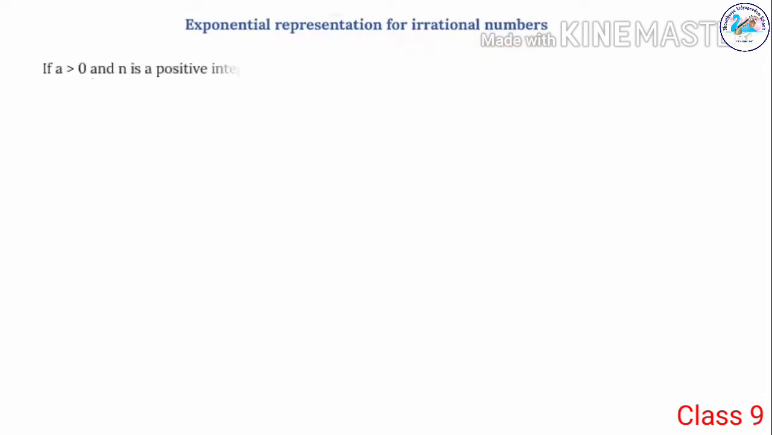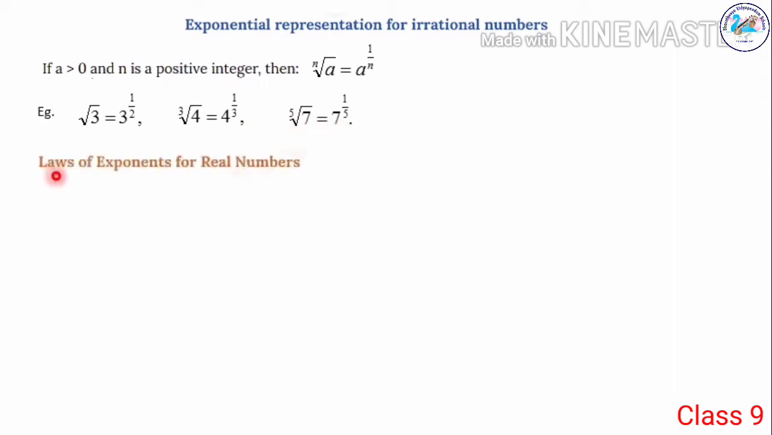Before starting the session, let's revise exponential representation for irrational numbers. If a is greater than 0 and n is a positive integer, then the nth root of a can be written as a power 1 by n. Examples we have learned: root 3 we can write as 3 power 1 by 2, cube root of 4 we can write as 4 power 1 by 3, fifth root of 7 we can write as 7 power 1 by 5. Next we shall revise laws of exponents for real numbers.